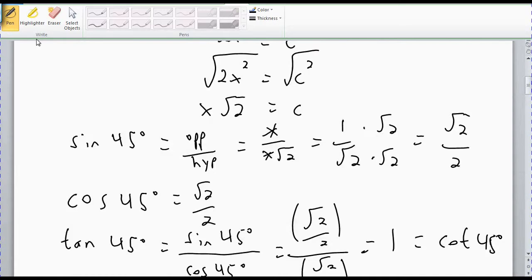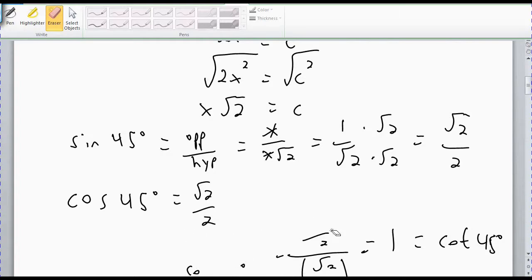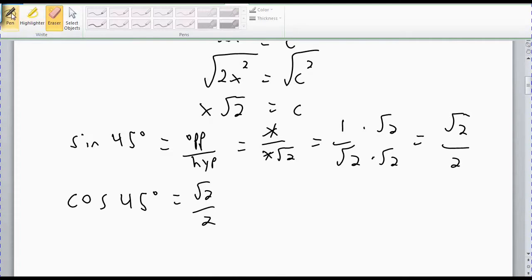Well, let me go up here and erase this, so we can find cosecant and secant pretty quickly. And these are values that you really want to learn, memorize, especially if you plan on taking calculus. And I'll show you how to memorize a lot of this.